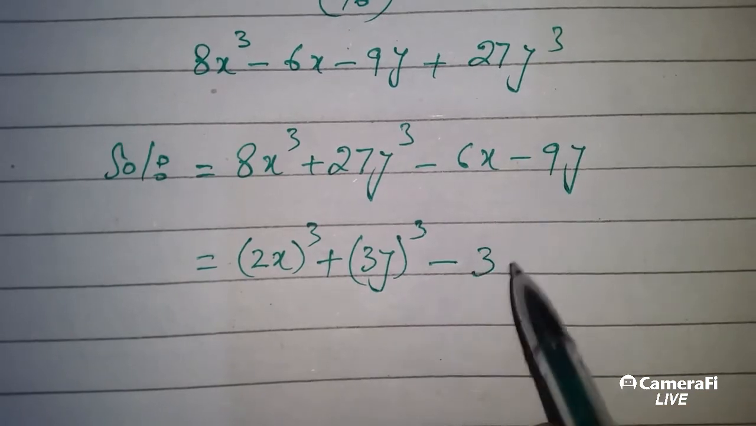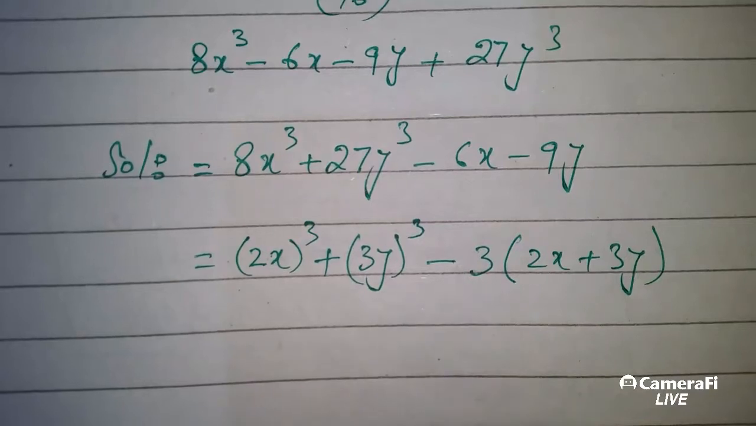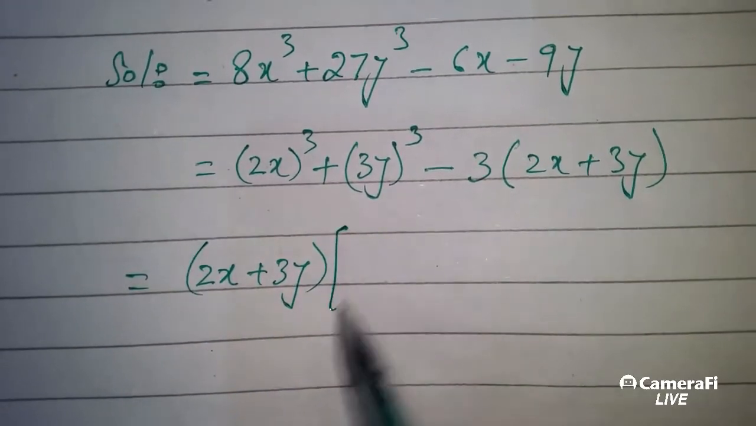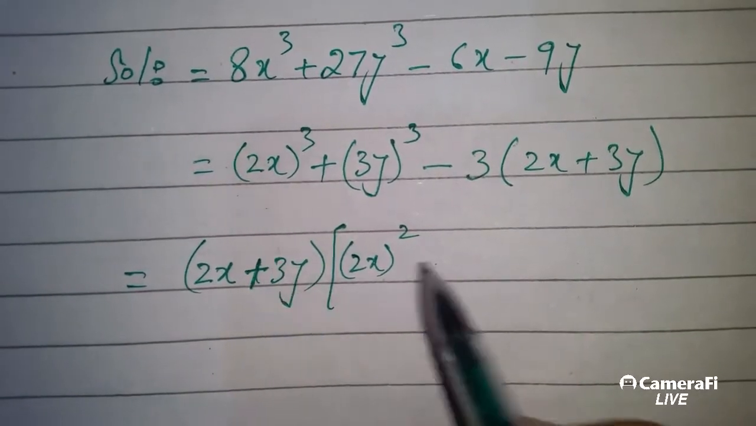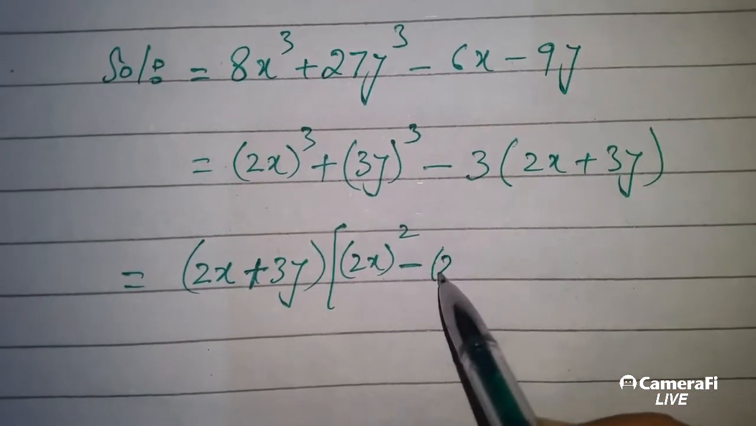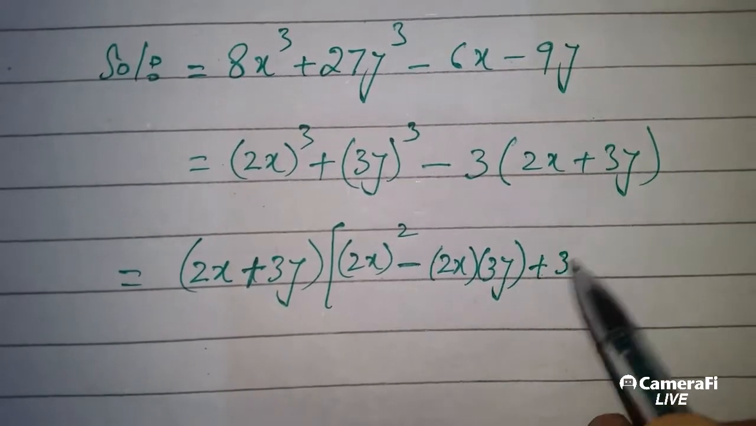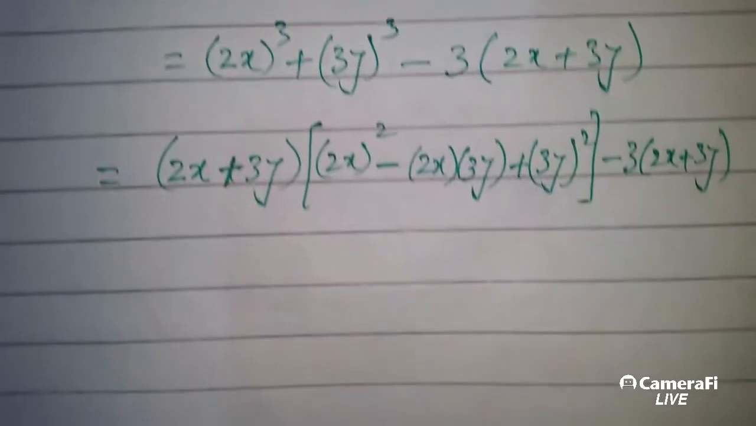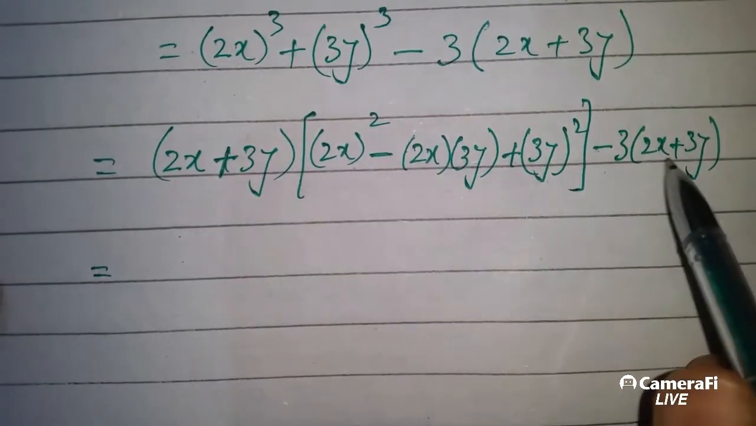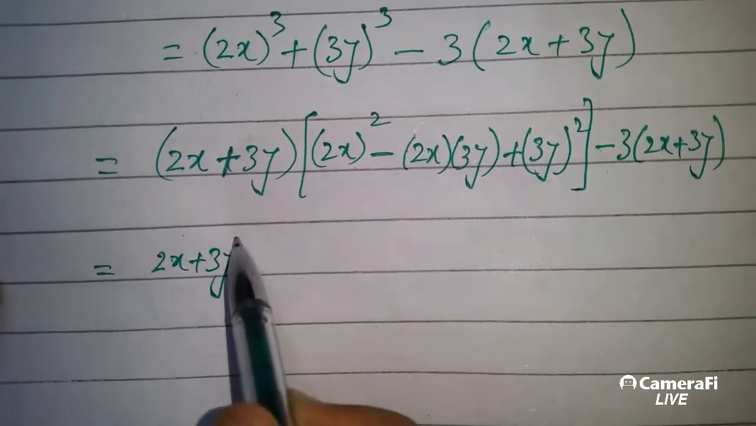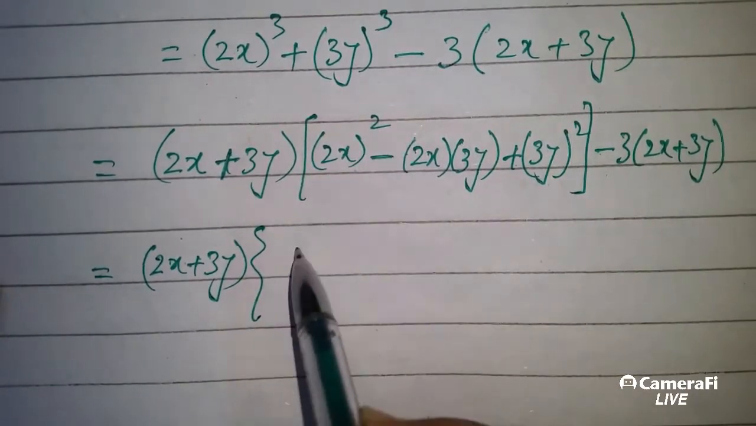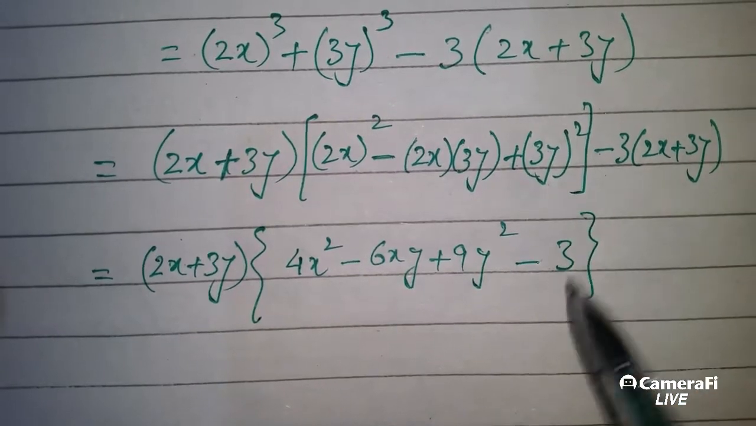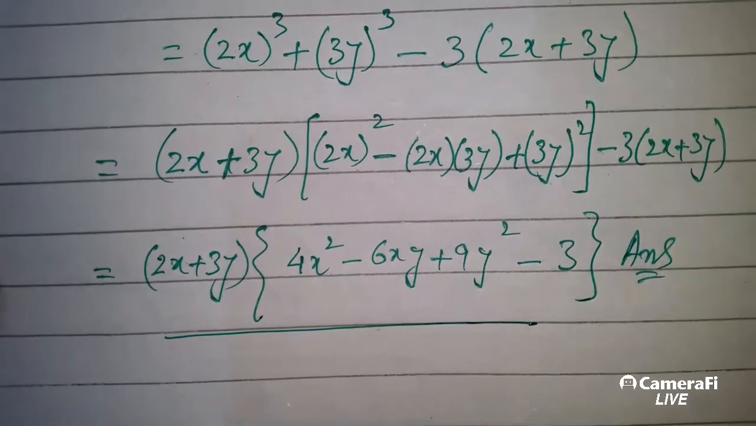And from here I can take 3 as a common factor, 2x plus 3y, minus 3 as a common factor. Again I can just apply the cubic formula, first term into second term, square of the first term. Here I have plus sign, so minus sign will be written here. First term into second term plus square of the second term. 2x plus 3y can be taken as a common factor. So what is left is 2x square, which is 4x square, minus 6xy plus 9y square minus 3. So this is the answer to the question.